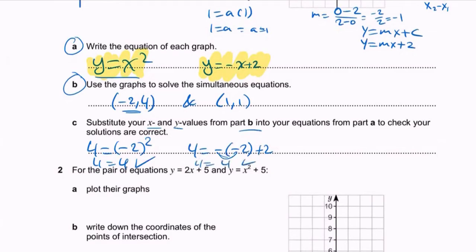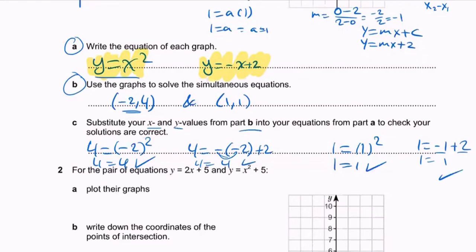Let's test the other point. y equals 1, x equals 1 squared, 1 equals 1, so it's correct. For the straight line, 1 equals negative 1 plus 2, so 1 equals negative 1 plus 2 means 1, which is also correct. Okay? So now I rechecked the solutions and the solutions were perfect.